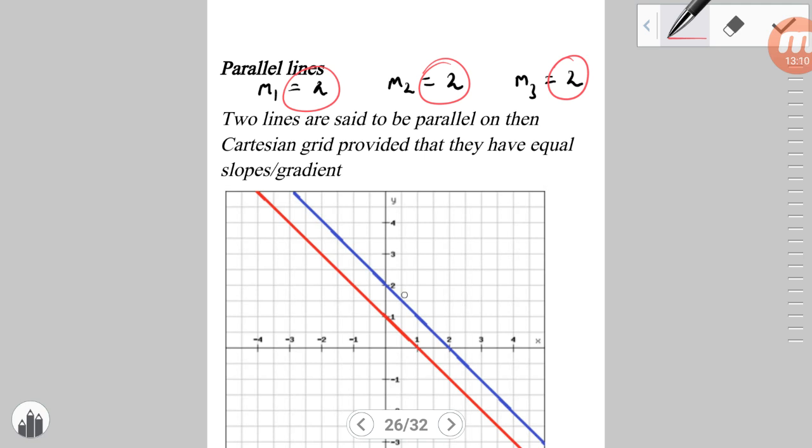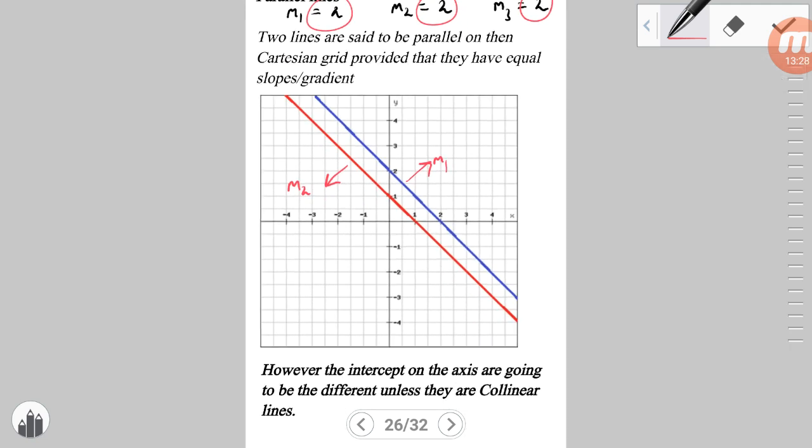All right, so I'm going to call this blue line here M1. So once I've calculated the gradient of the blue line here, which is M1, then automatically the gradient of the red line here is going to also be the same.